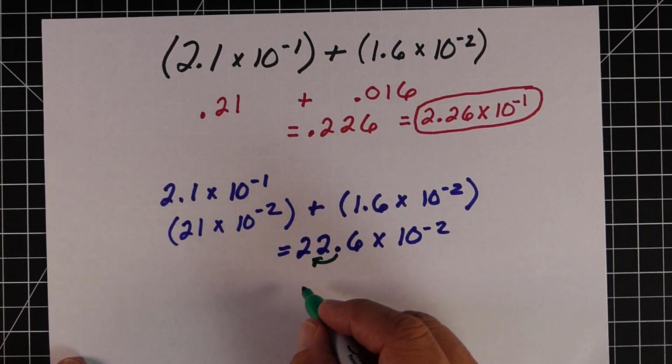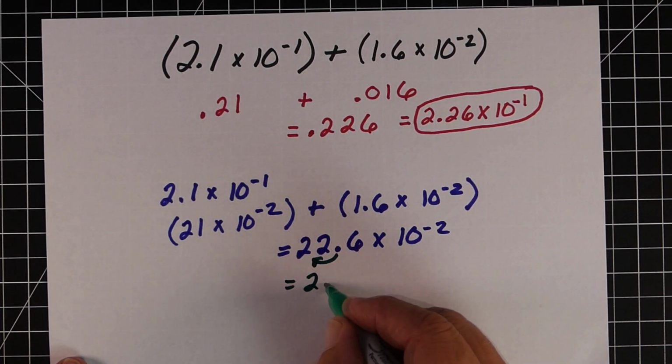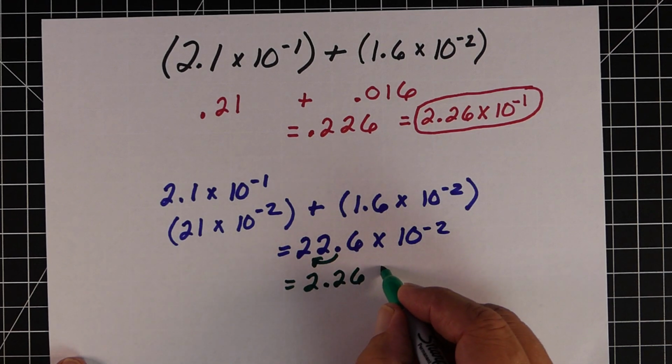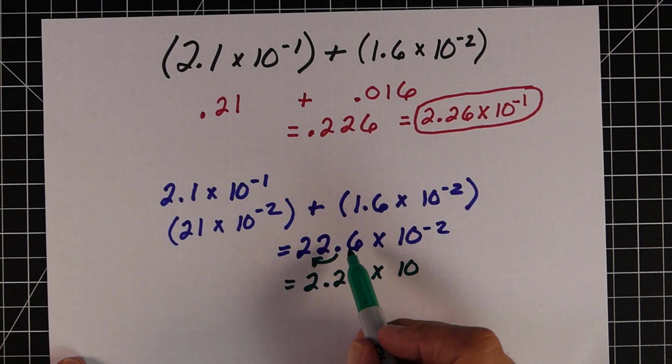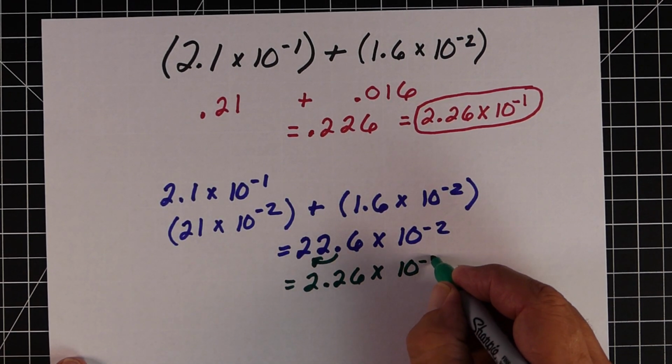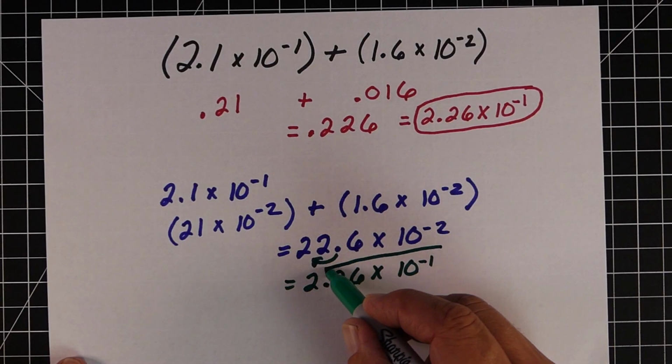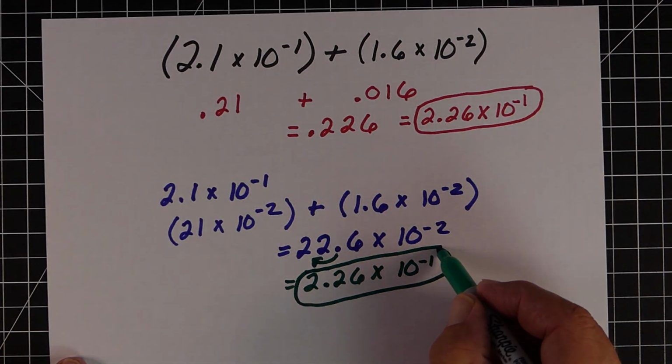To make it in scientific notation, make sure it's between 1 and 10. So we move the decimal 1 time to the left to make it 2.26 times 10, and now it's negative 1 because we moved it 1 time to the left. And you can see those are the same.